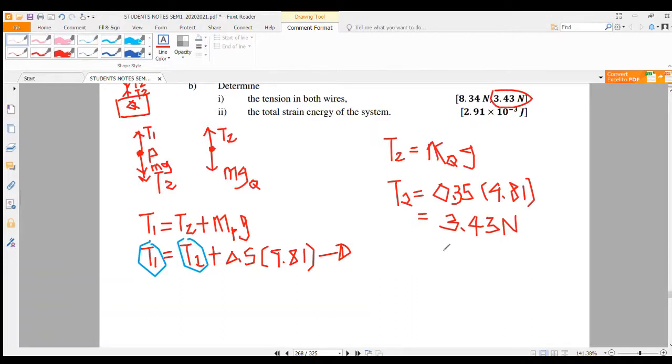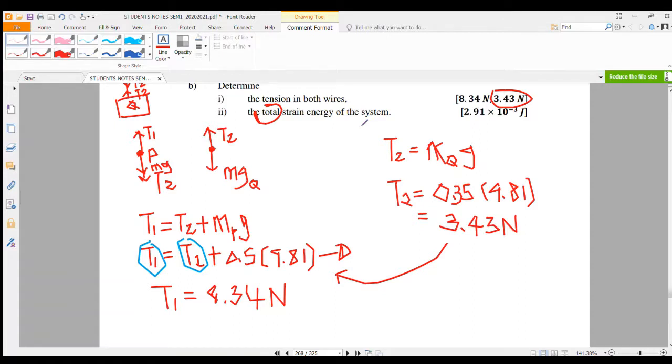Okay, so we already found the first tension. You substitute inside the first equation and you will get T1. So the answer that you get for T1 will equal 8.34 Newton. Okay, next, find the total strength energy of the system. If you want to find the total, you must find one by one.